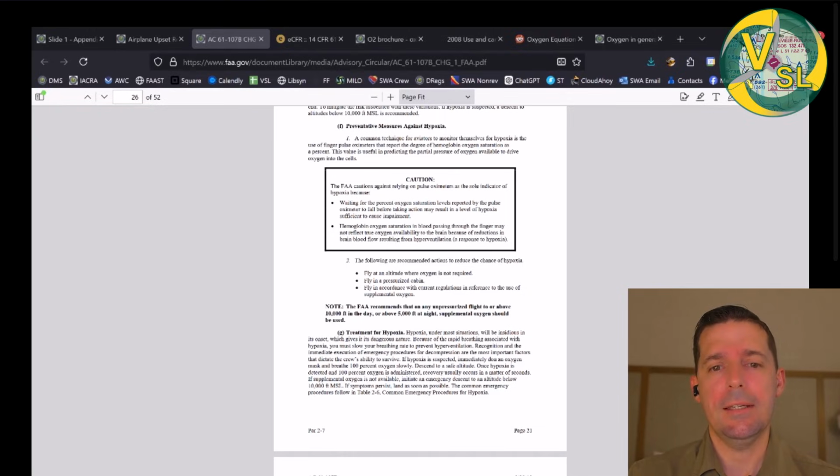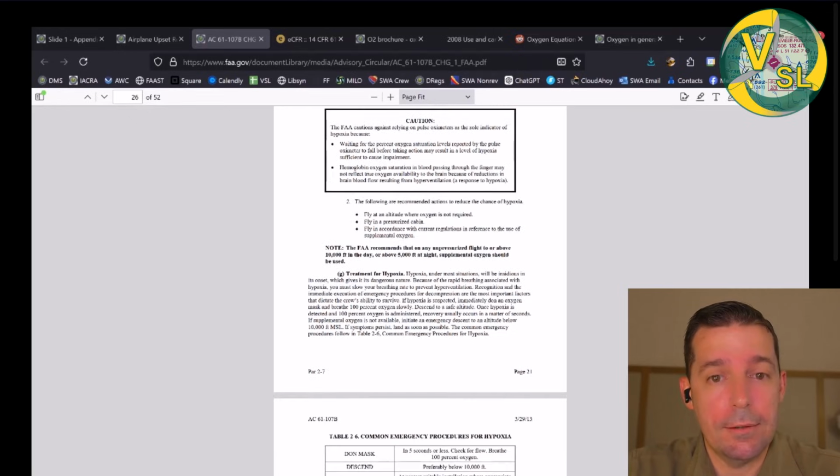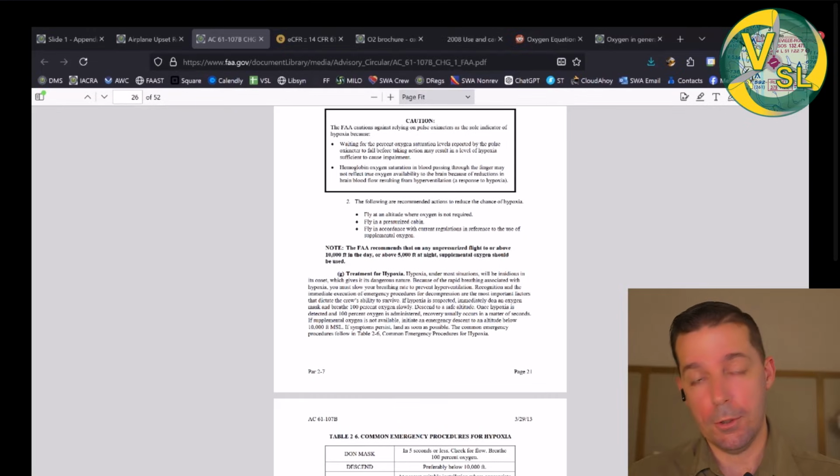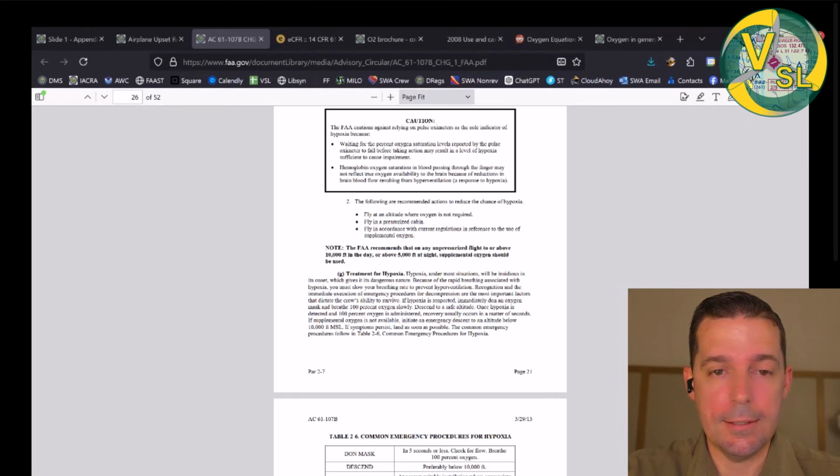One thing that I'll say, and it does caution you against here, is the FAA cautions against relying on pulse oximeters as the sole indicator of hypoxia, because waiting for the percent oxygen saturation levels reported by the pulse ox to fall before taking action might result in hypoxia sufficient to cause impairment, right? So if your symptom is like mine, by the time you look down and see that your pulse ox is low, you might already be in a situation where you're making bad decisions and you don't execute that descent down. So be careful on there.